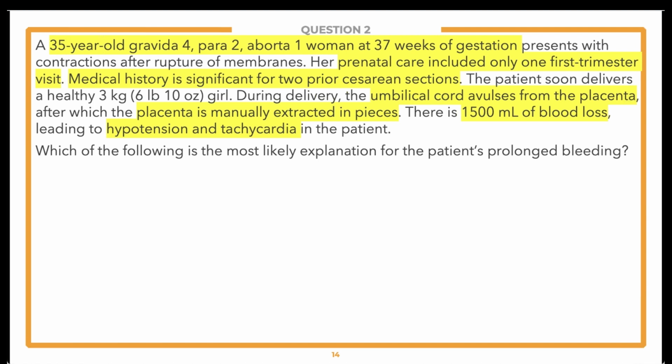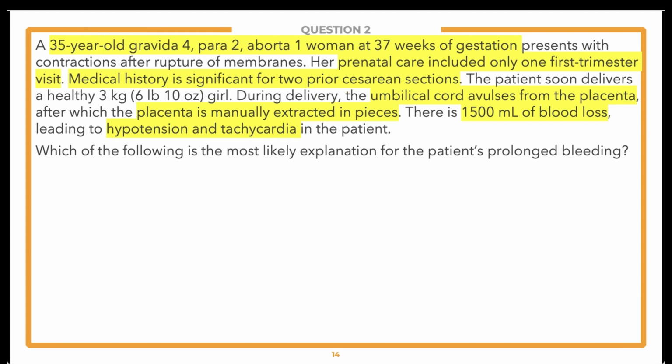So let's walk through it here a little bit, right? So we've got, obviously, 35-year-old gravida 4, para 2, aborta 1. So again, very basic. Gravida 4 means that she's been pregnant 4 times. Para 2 means she's given birth to 2 living children. And aborta 1 means she had either an abortion or miscarriage. So 37 weeks of gestation. So this is late pregnancy.